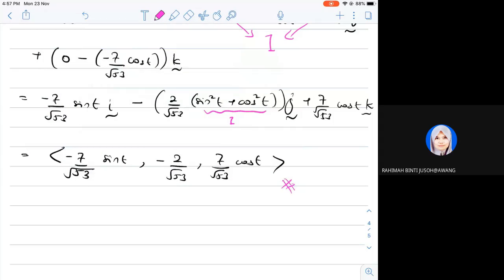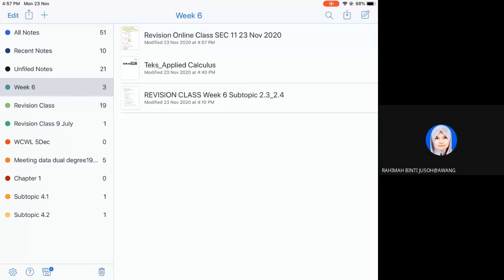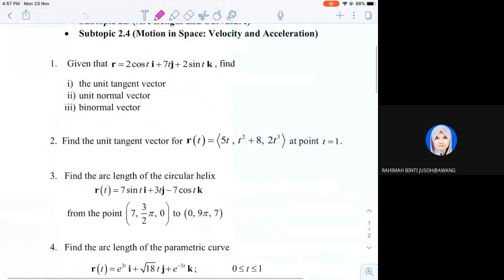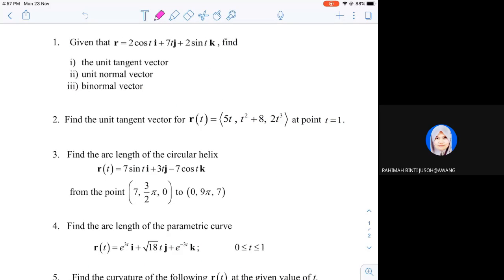Done already. So understand about unit normal, unit tangent, and then binormal vector. Okay, now look here. Look at this second question. Find the unit tangent vector. This is much easier compared to the previous question because it's just polynomial.